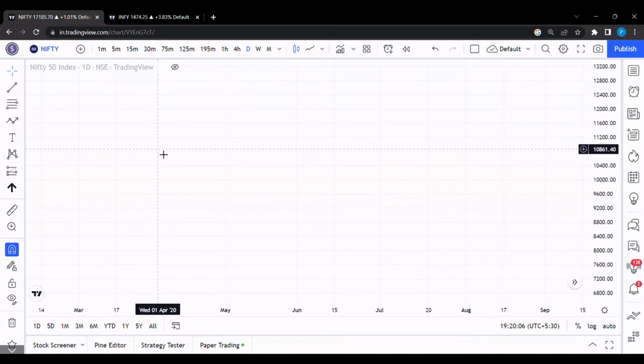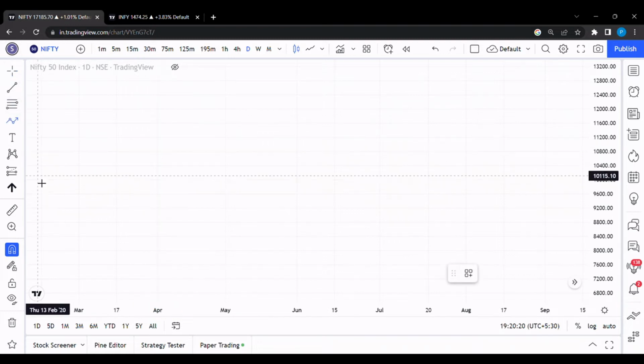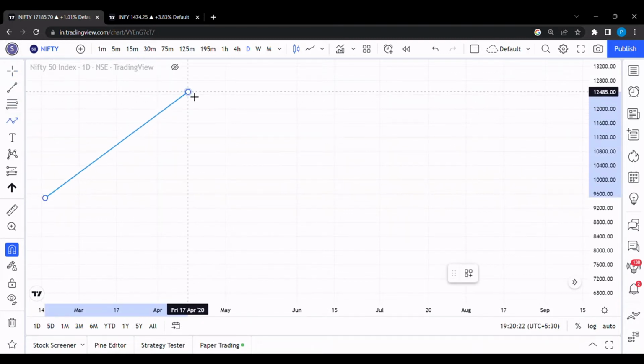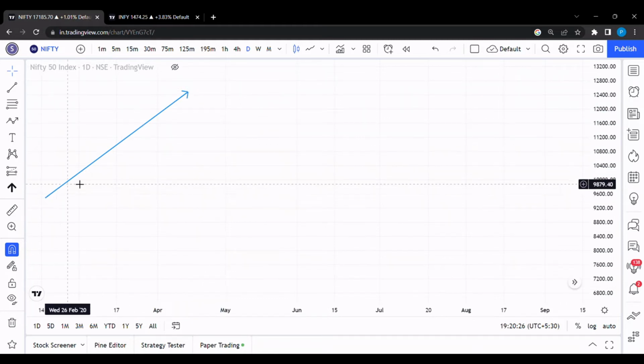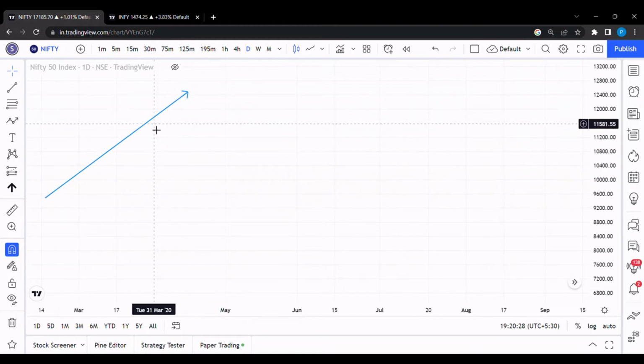Today we are going to see what is an uptrend. In an uptrend, a particular stock or index is going in the upward direction, but some people think if a market is in an uptrend, it is moving like this. But that is not the case. If the market moved like a straight line, everyone would make money, isn't it? So how to identify an uptrend?